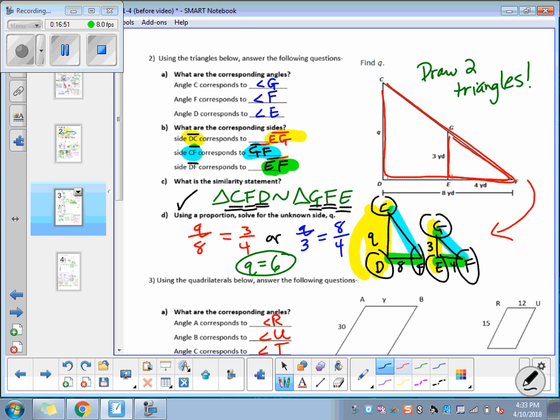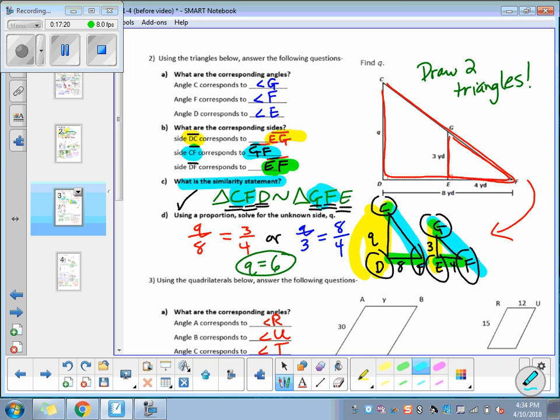I want to point one more thing out. If I took side CF, again, that's over here in blue, it should correspond right there with G and F, and over here we can see that it does. So the similarity statement allows you to determine which angles go together and which sides go together. And my fancy math word for go together is corresponds.